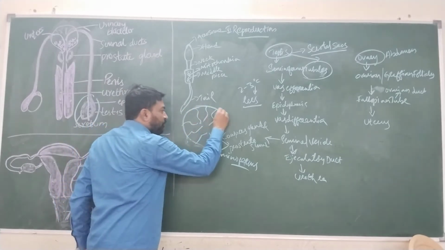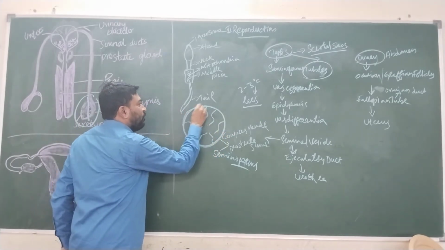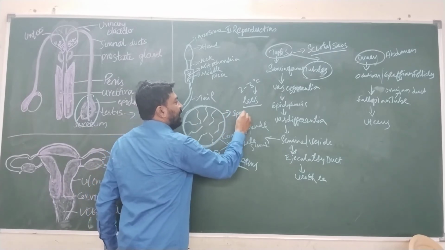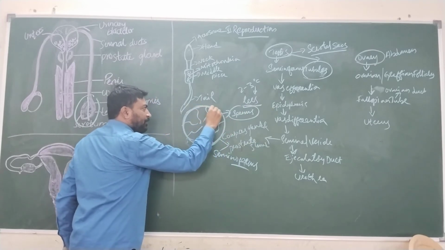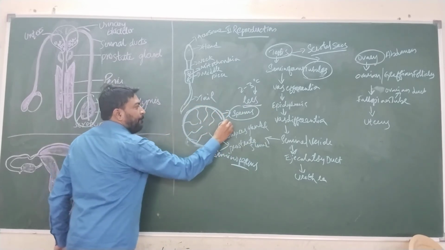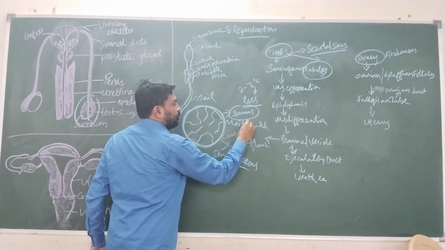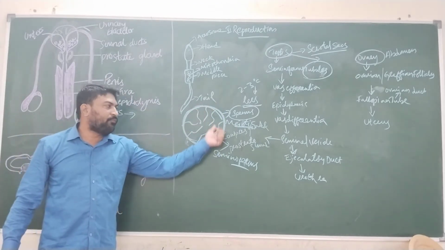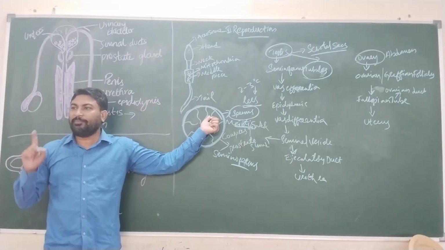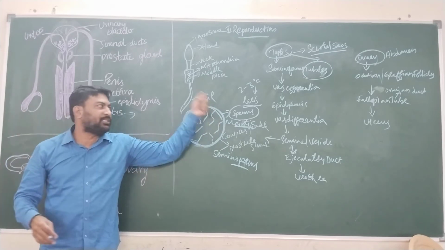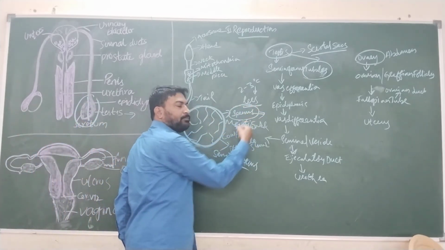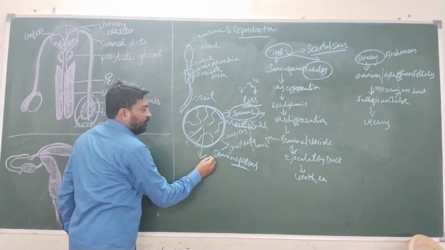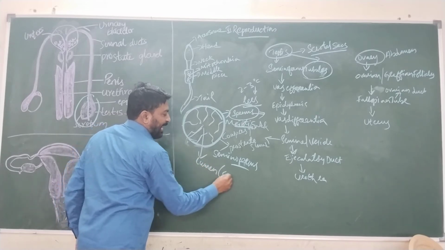The wall of the seminiferous tubule undergoes meiotic division and produces haploid cells known as sperms. One meiotic division will give rise to 4 haploid cells. These haploid cells are called sperms, and they will be released into the lumen of the seminiferous tubule. Lumen means cavity.